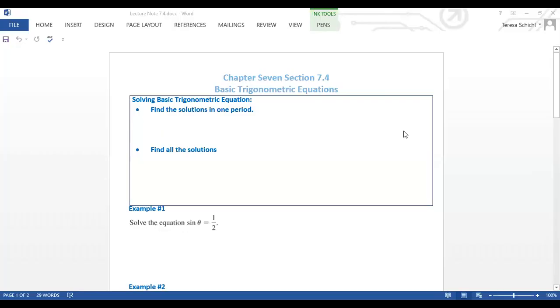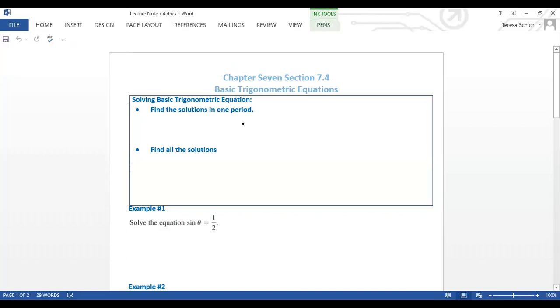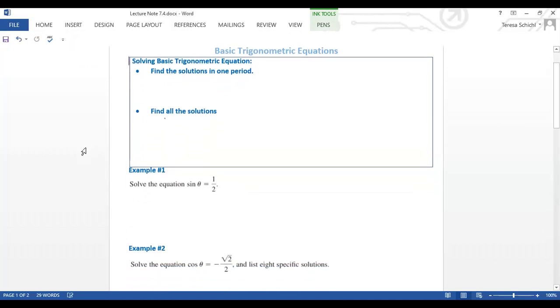How do we solve some basic trigonometry functions? Sometimes the problem will ask us to find the solutions in one period, or they want us to find all the possible solutions. I'd like to use example number 1 to show you how we find the solution in one period, and then how to find all the solutions. Then we can fill in the notes we have here.